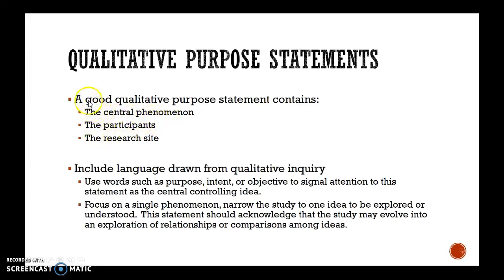So the first one is the qualitative purpose statement. A good qualitative purpose statement contains the central phenomenon, the participants, and the research site. For example, you're doing an interview, and why you want to do the interview. You have to talk about what phenomenon, what situation you want to figure out. So you conduct this interview. So who is the participant? And where is this interview happening?